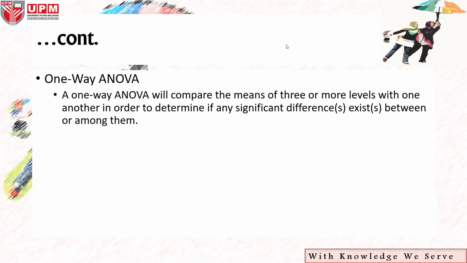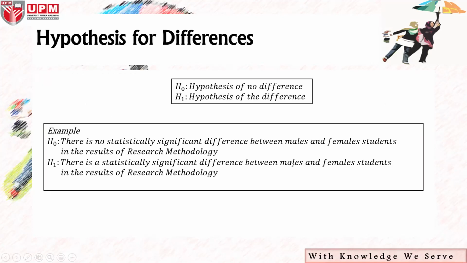For example, you are interested to compare performance in DCE3004 between races. Okay, Chinese, Indian, Malay. So you want to compare between three different groups, three or more. Okay, more than two. A one-way ANOVA will compare the means of three or more levels with one another in order to determine if any significant differences exist between or among them. So ini di situasi bila kita guna one-way ANOVA.